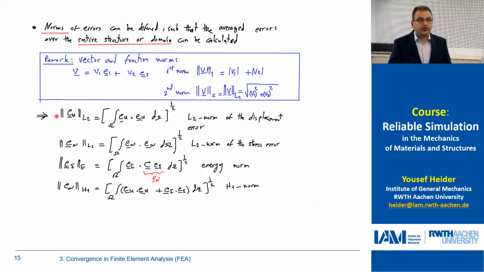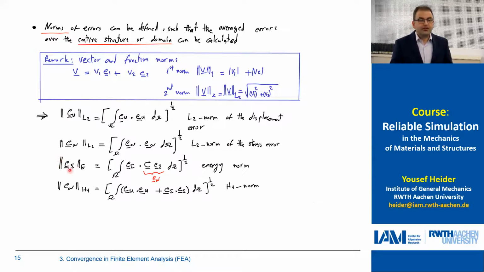So if we want to compute the displacement errors over the whole domain, what we do here is the L2 norm. First, we have integration over the whole domain of the scalar error of displacement. So this would be a scalar quantity. It's something similar to here. And we take the square root. So it's called the L2 norm of the displacement error. You can apply this also to the stress error. So it would be the L2 norm of the stress error.